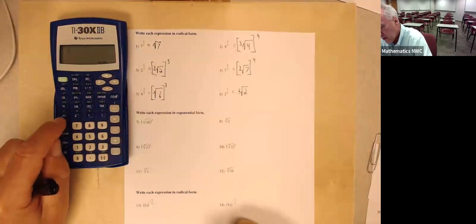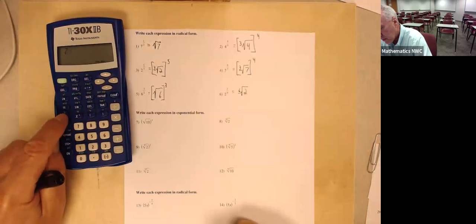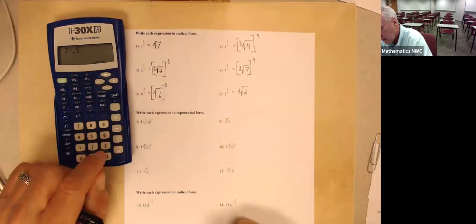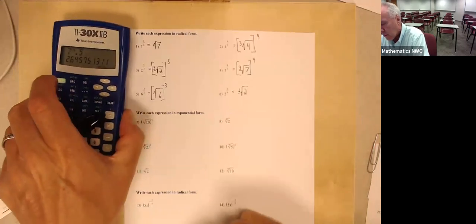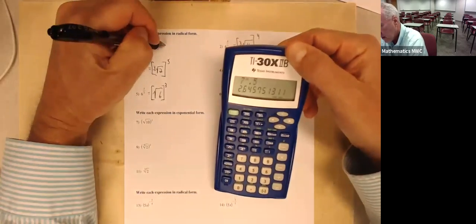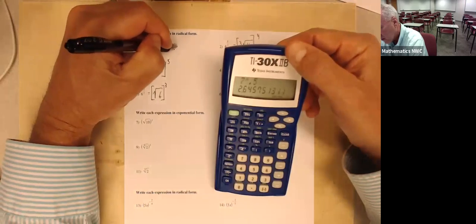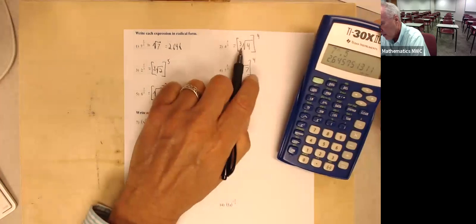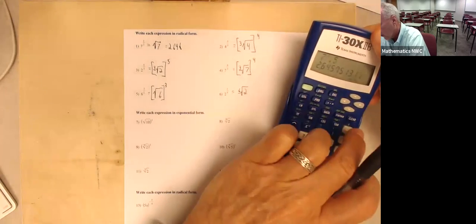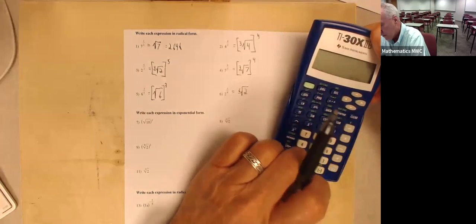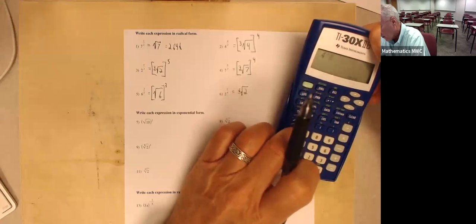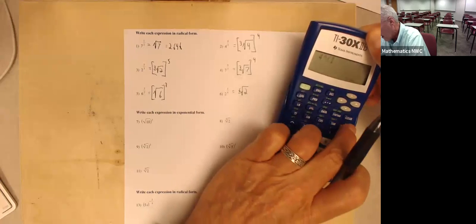Square root of 7 would be 7, here's my exponent, to the 0.5. That's 1/2. And I end up with some decimal value, 2.646. I'm going to round it off to 3 places. The next one, I have the cube root of 4. So if I have the cube root of 4, I'm going to go 4 exponent 1 divided by 3.